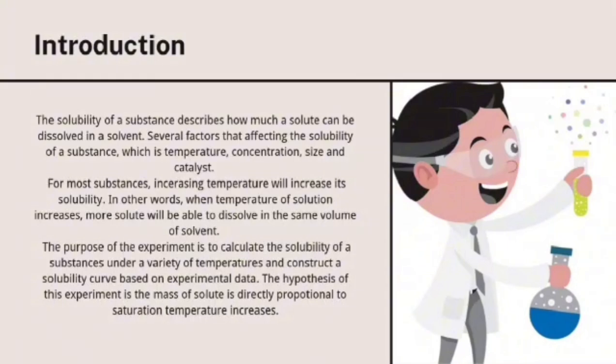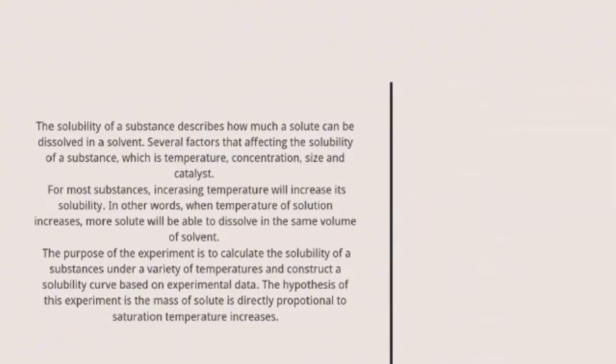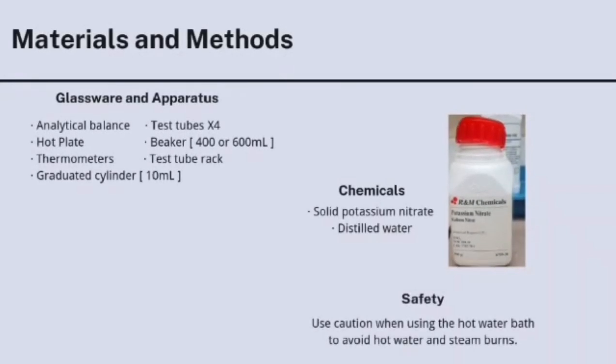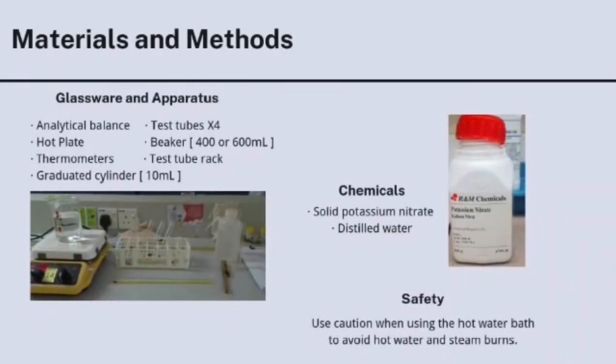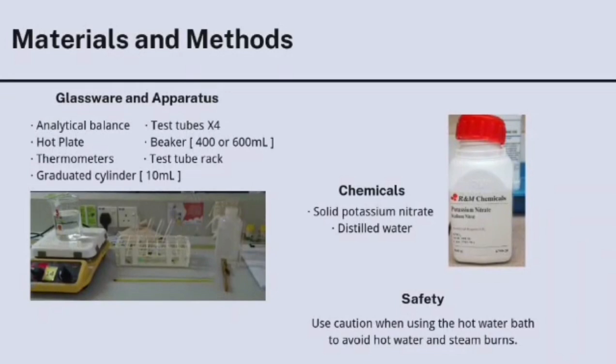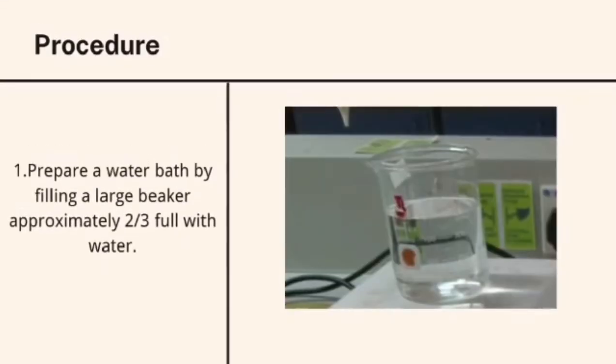The hypothesis of this experiment is that the mass of solute is directly proportional to the increase in saturation temperature. Material and method. For the glassware and apparatus: analytical beakers, hot plate, thermometer, graduated cylinder, test tube, beaker, and test tube rack. For the chemicals: solid potassium nitrate and distilled water. For safety purposes, use caution when using the hot plate to avoid hot water and steam burns. Procedure 1. Prepare a water bath by filling a large beaker approximately 2/3 full with water.